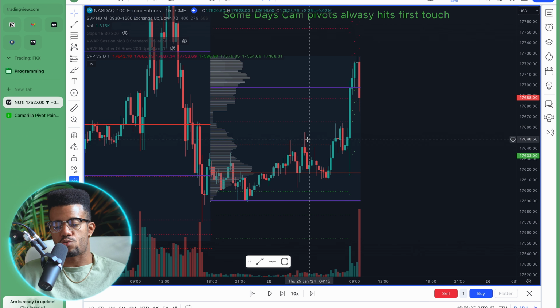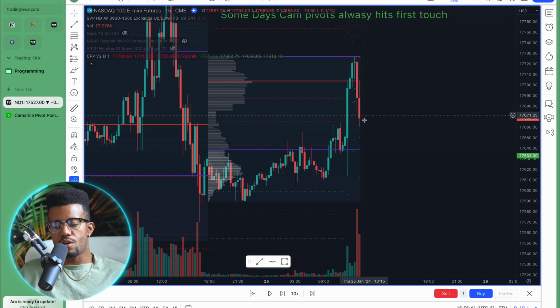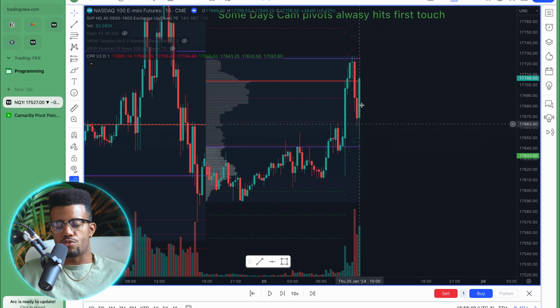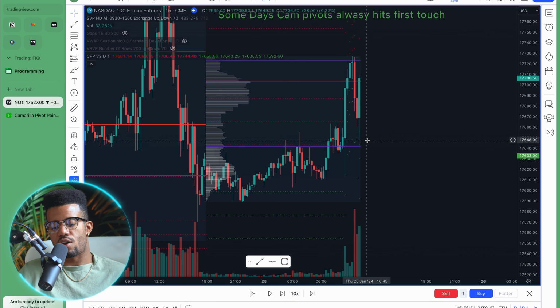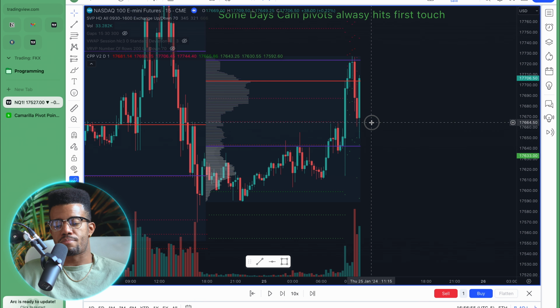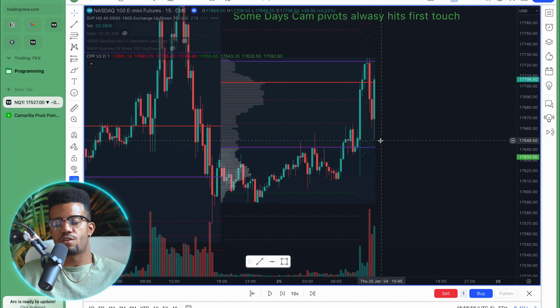We're going to fly through these levels. Why? Because we cracked them on the way up. Comes down, cool. All right, so now I'm expecting us to probably come back down to the VAL or something like that. Comes down, cool. You can see that we got pretty close to the VAL, but we didn't touch it exactly. So at this point, I'm pretty hands off. I'm thinking, I don't like that we bounced off of no man's land here, right? We didn't respect this cam pivot or this VAL touch perfectly.